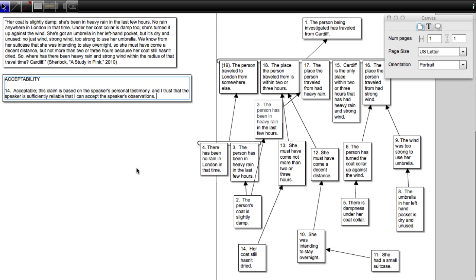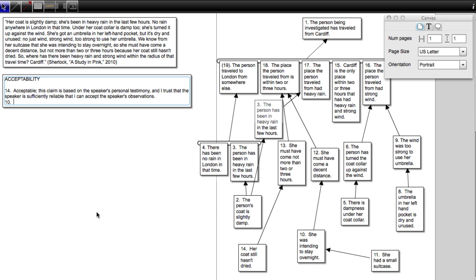Now, this is not 100% foolproof, right? I mean, this person who's speaking, this is very much out of context. This person may be a pathological liar, may have something wrong with their perception such that I shouldn't trust what their perception is. But from everything I know, if the person is saying her coat still hasn't dried, I can accept that based on their personal testimony. Let's go right across here and do 10.